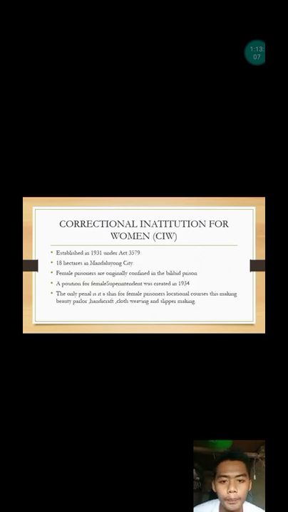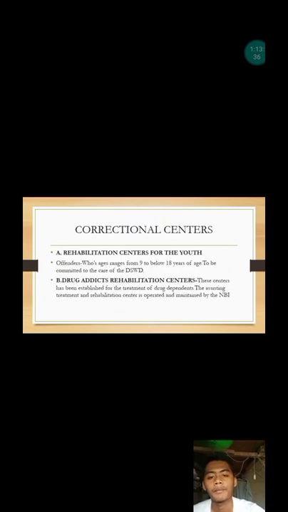The Correctional Institution for Women, or CIW, was established in 1931 under Act 3579. It is 18 hectares in Mandaluyong. Female prisoners were originally confined in the Bilibid Prison. A position for female superintendent was created in 1934. It is the only penal institution for female prisoners, with vocational courses in dressmaking, beauty parlor, handicraft, cloth weaving, and slipper making.